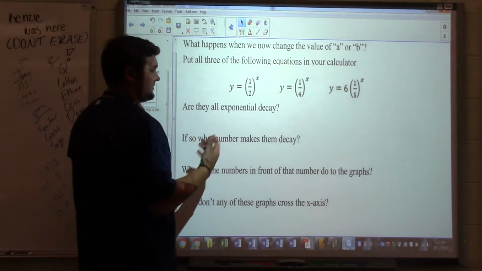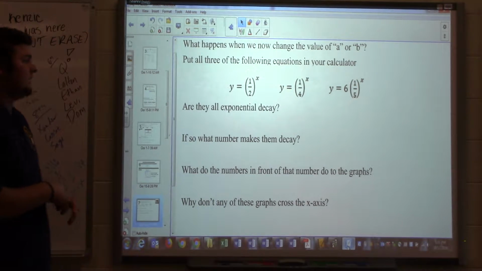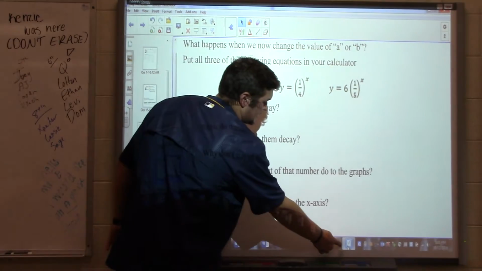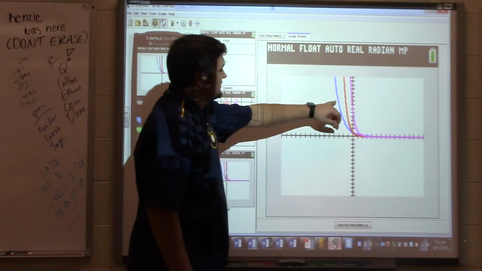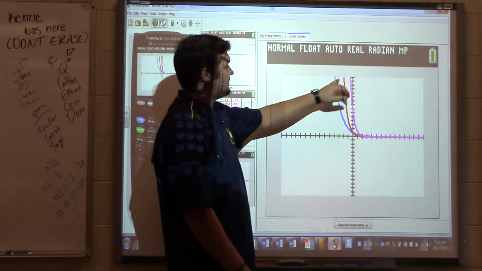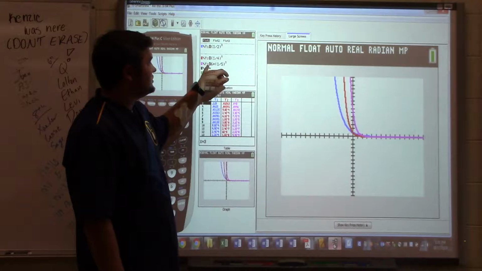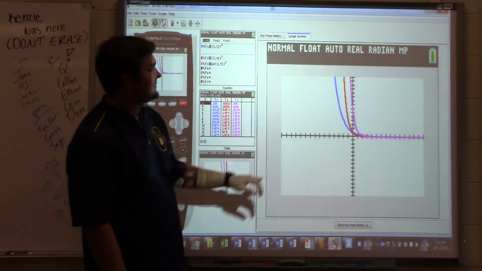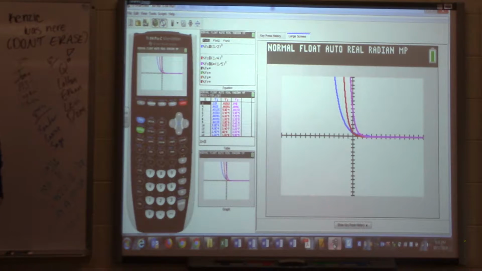So what number makes them decay? 1/2, 1/4, 1/5 will make them decay. Alright, so let's look at what they do to the graph. So the blue one is 1/2 to the x. The red one is 1/4 to the x. The magenta one is 6 times 1/5 to the x. What's happening?